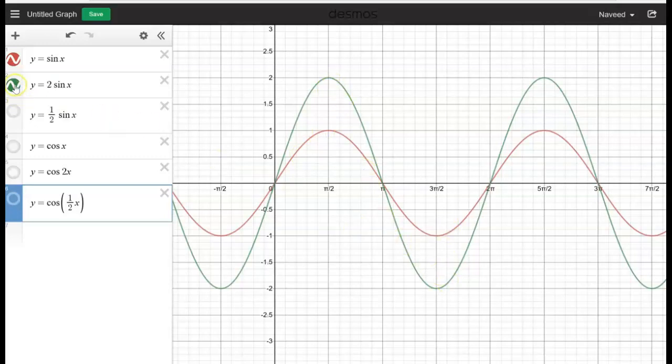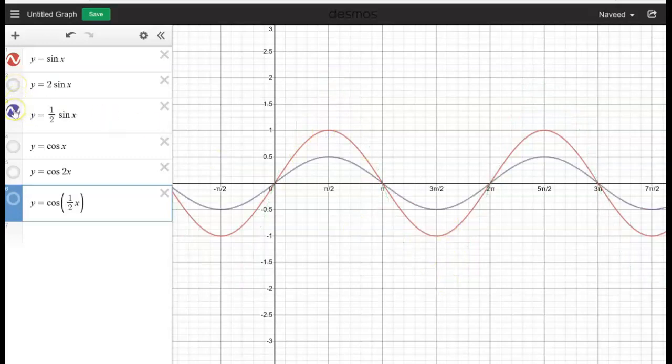Now, what do you think happens when we have a half in there? That was the vertical compression by a factor of half. And sure enough, it is right here. The amplitude has been halved, really, right? So in here as well. So that's what it is.